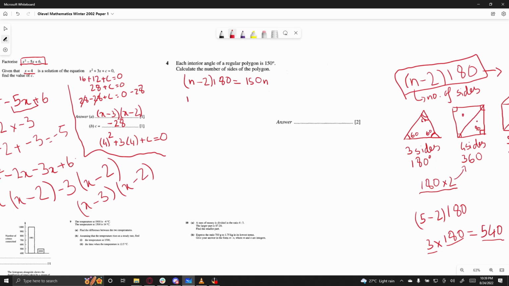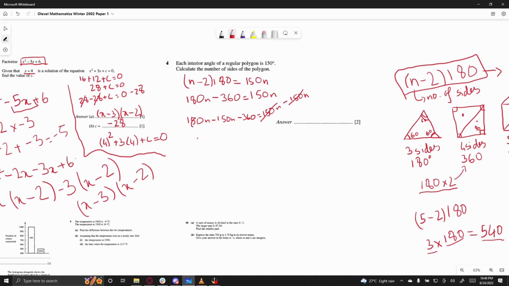So now we can take these out, multiply both of these. So this would be 180n minus 2 into 180, which is 360, is equal to 150n. And then we can simply subtract 150n from both sides. So let me get 180n minus 150n minus 360 is equal to 150n minus 150n, and I'm trying to keep the space of the answer. All right, so this would cross out from here.